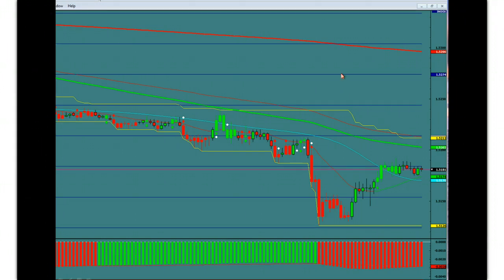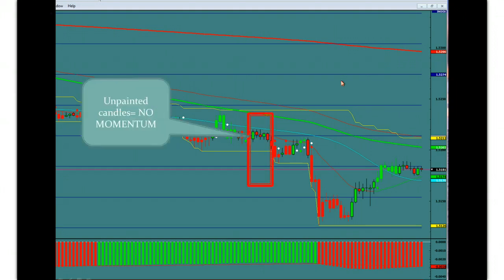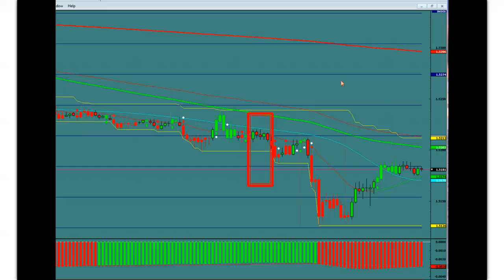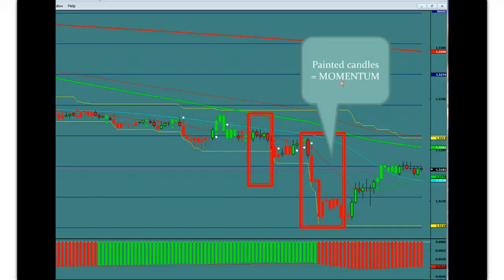Now, you can see right here, there are unpainted candles. We have candles with black outlines. Those candles right there have price action, but no momentum. Nothing is driving those candles either up or down. They're just oscillating up and down. Now, over here you see bright painted candles with an arrow on the top first one.